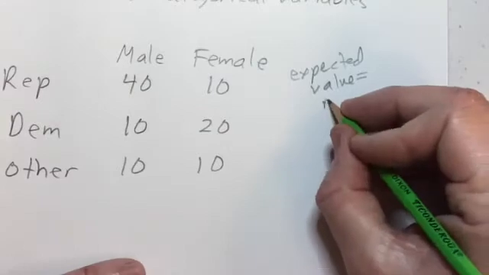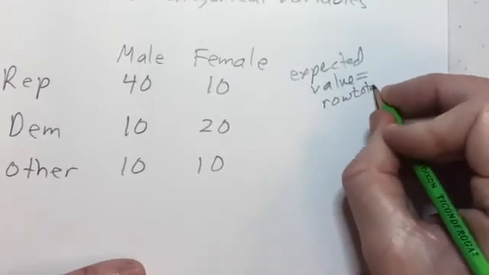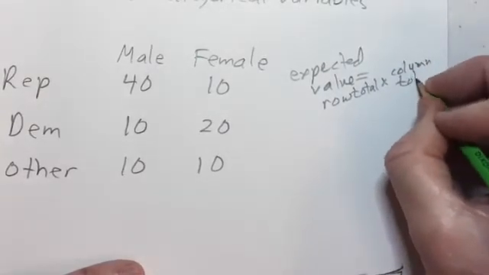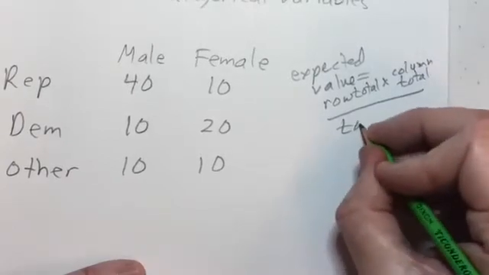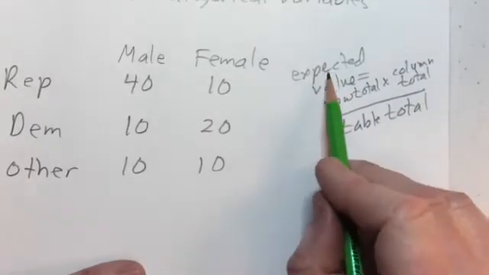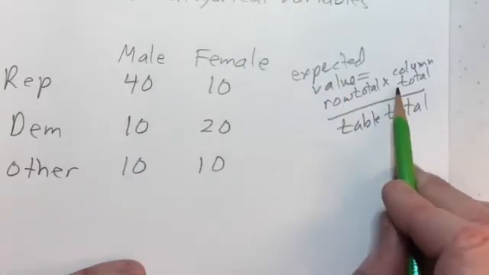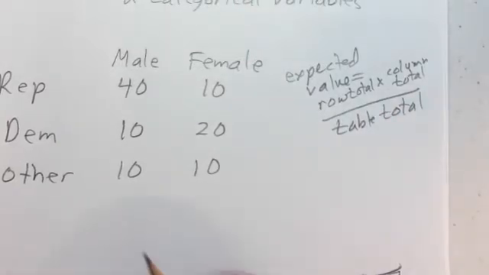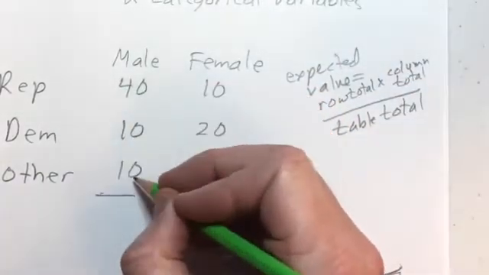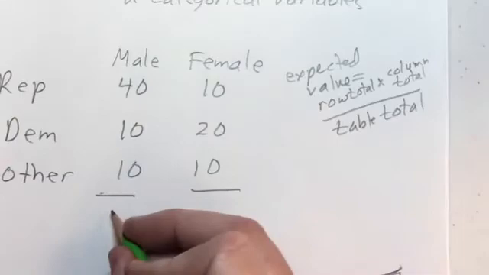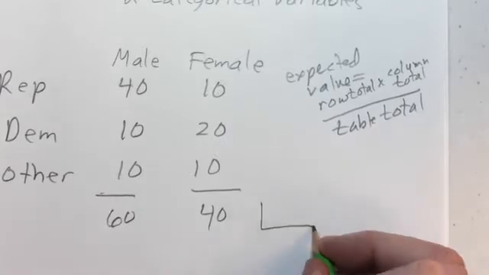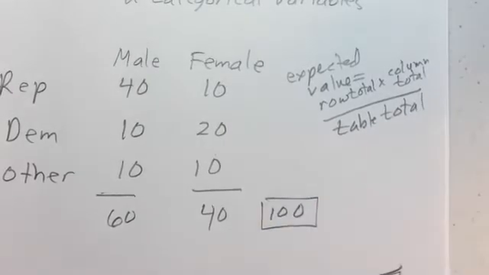It is equal to its row total times its column total over the table total. And you have to memorize that formula. Every expected value in a two-way table is the row total times the column total over the table total. What does that mean? Well, it means get your marginal distributions. If you add these up, the total number of males, in other words, the column total for this column, is 60. The total number of females is 40. So the table total, the total number in these samples, is 100.